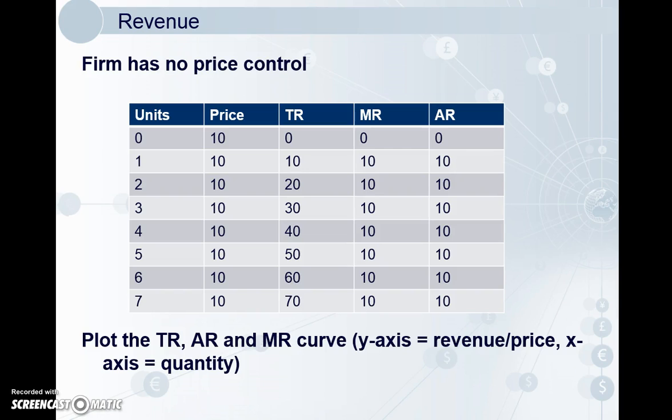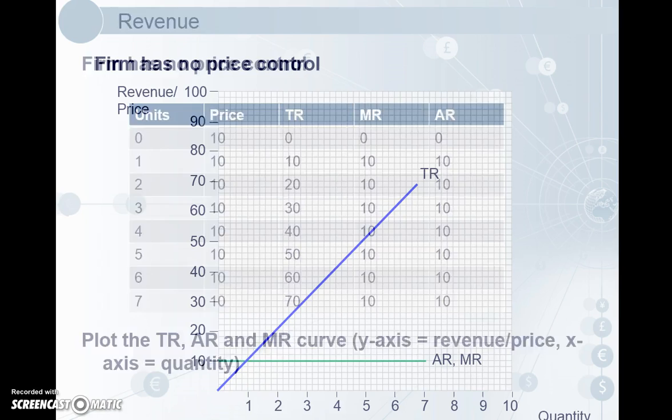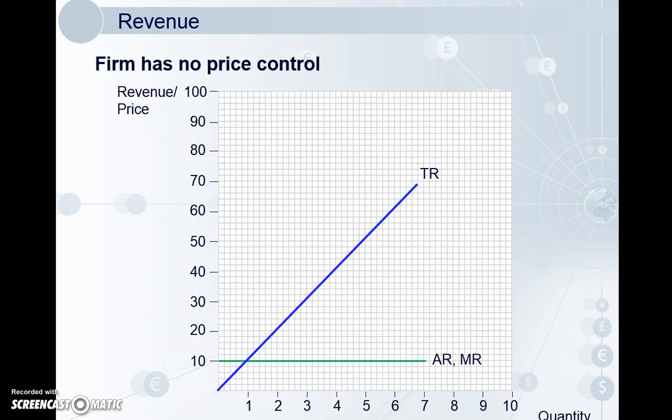So now that we have all of this beautiful data, I want you to plot some graphs. We need to plot the total revenue curve, average revenue curve, and marginal revenue curve, having the y-axis as revenue/price and the x-axis as quantity. Pause now and have a go. Alright, we should not have had too much trouble with this. The total revenue curve will be upward sloping, as you can see. And the average and marginal revenue curves will fall on top of each other at the price of $10. Super easy stuff.